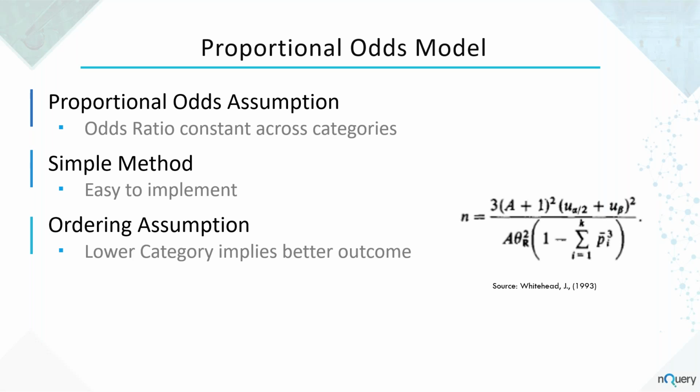So the reason I'm focusing on the proportional odds model is that it's a very simple method, and it's very easy to implement. So it's very easy for researchers to adapt to.